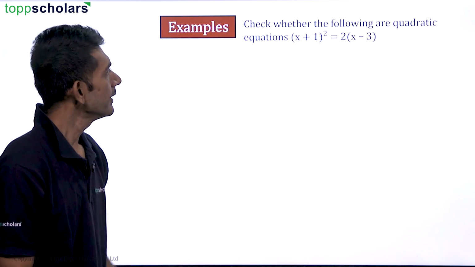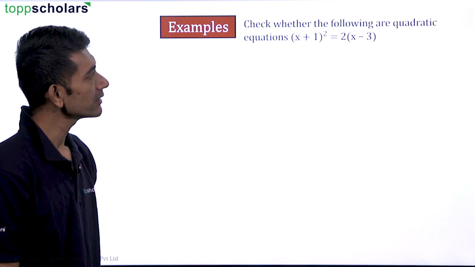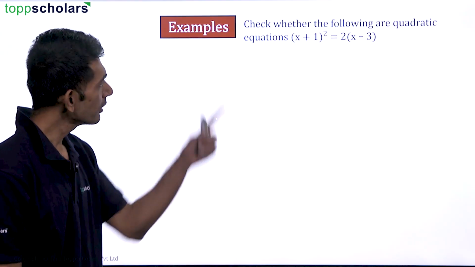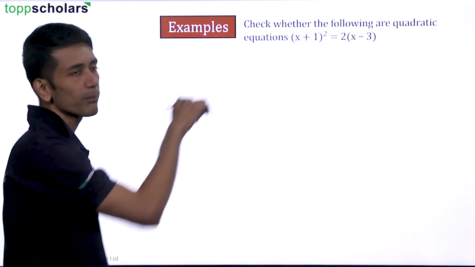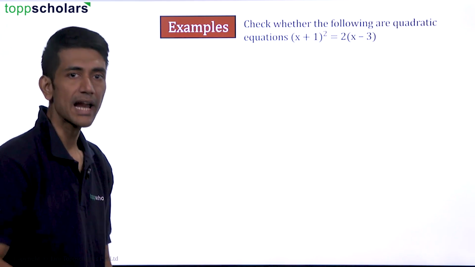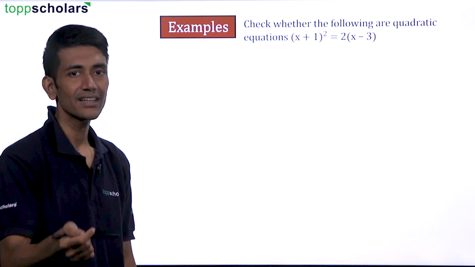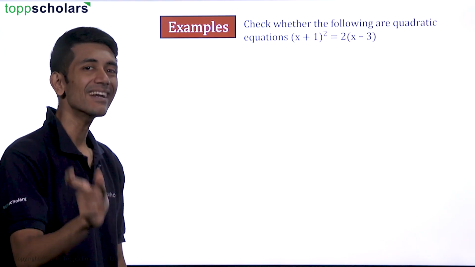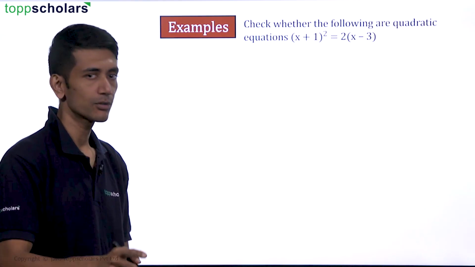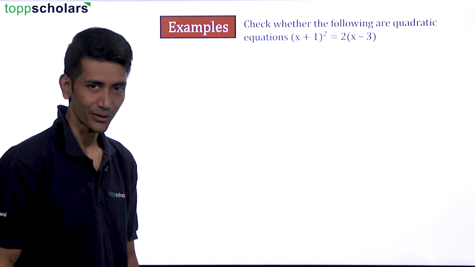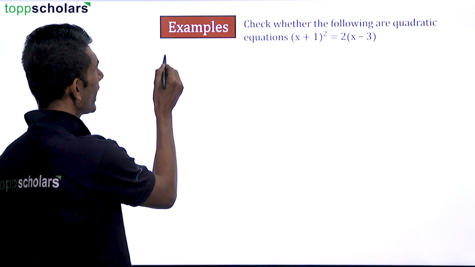Now we are supposed to check whether the following are quadratic equations or not. In such types of problems, we are going to solve them, get them in the standard form, and then compare with ax square plus bx plus c is equal to 0. Get the values of a, b and c. If we get the standard form ax square plus bx plus c is equal to 0, it is a quadratic equation, otherwise it is not. So let us begin. So here what do we have?